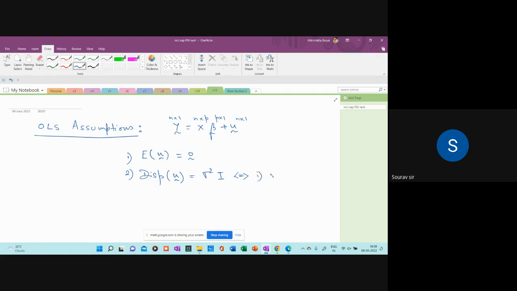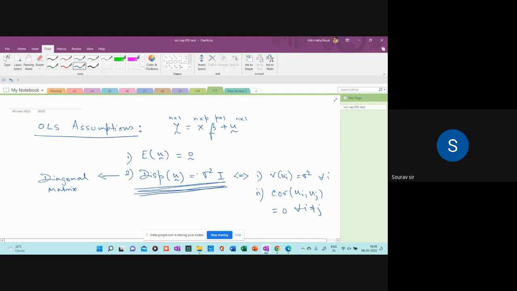Subpart number one is that variance of ui is sigma square for all i, like we are taking the variance for all the variables to be the same. Number two is that covariance of ui, uj is equal to 0 for all i not equal to j. That means this variance covariance matrix, or dispersion matrix, will only be a diagonal matrix where the diagonal elements are sigma square only, because the off diagonal elements are 0, which represents the covariance between the errors. This actually mentions that the errors are not correlated.